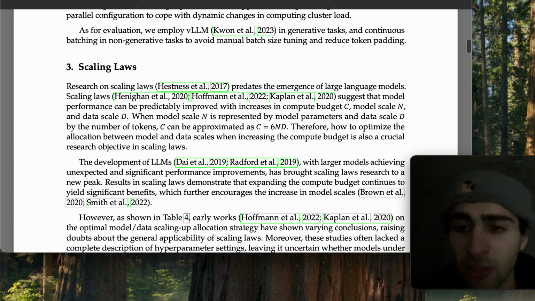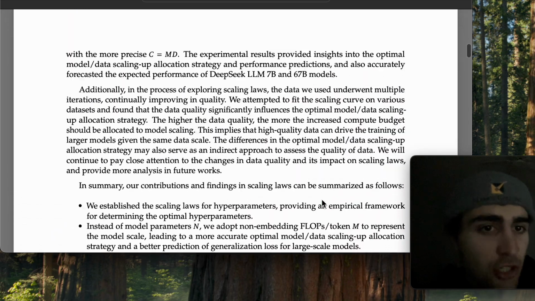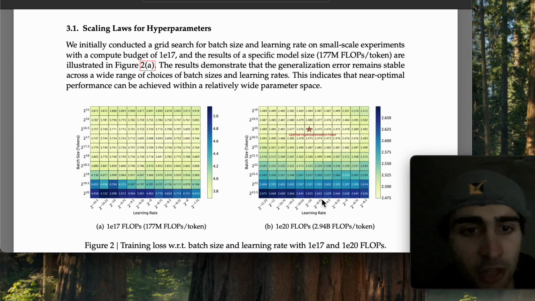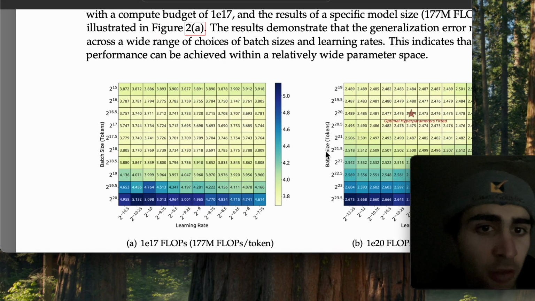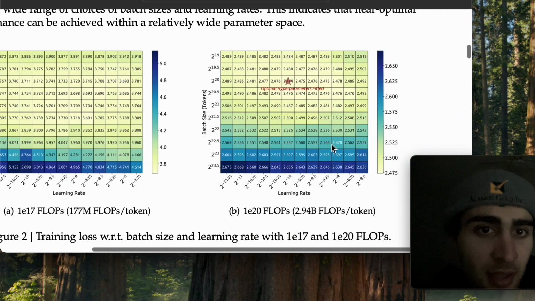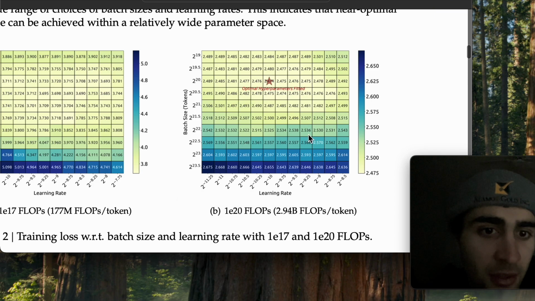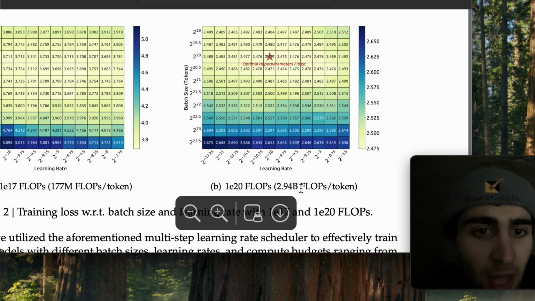Okay, so they have some observations about the scaling laws. I didn't find this section too interesting since I myself don't train very large LLMs, but you can see that they just perform a grid search, and one axis is the batch size, another one is the learning rate, and they give the performance, and it's given in the units of floating point operations per token.